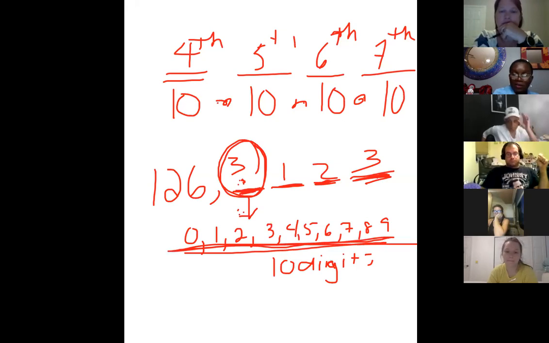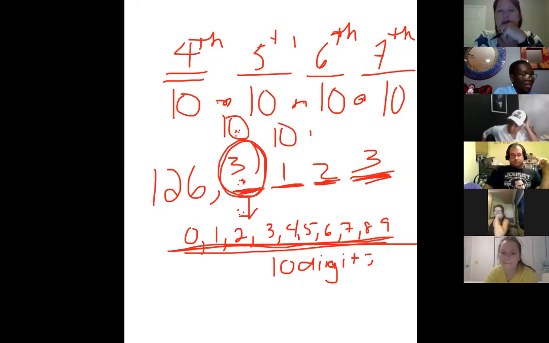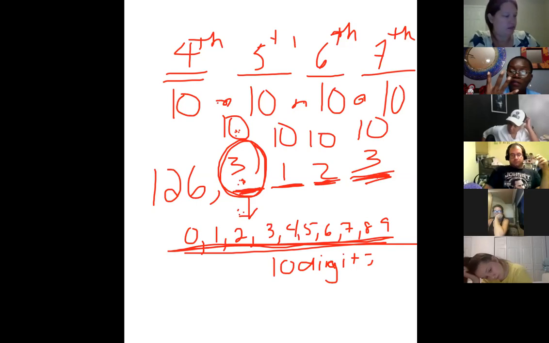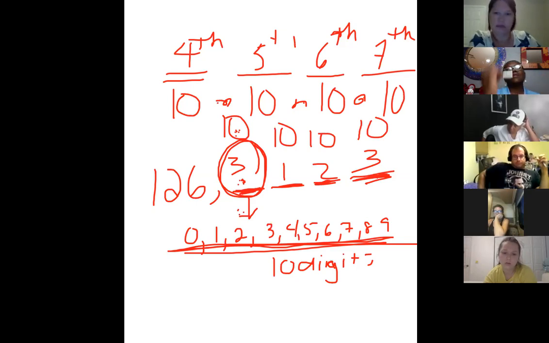And how many digits are there? There's 10 of them. So we could use all 10 different digits here. We can use 10 different digits on that one. And we can also use 10 different digits here. And we can use 10 different digits here. Okay. So each one has 10 options. And since you got 4 of them, you multiply all 4 of them together. So you do 10 times 10 times 10 times 10.